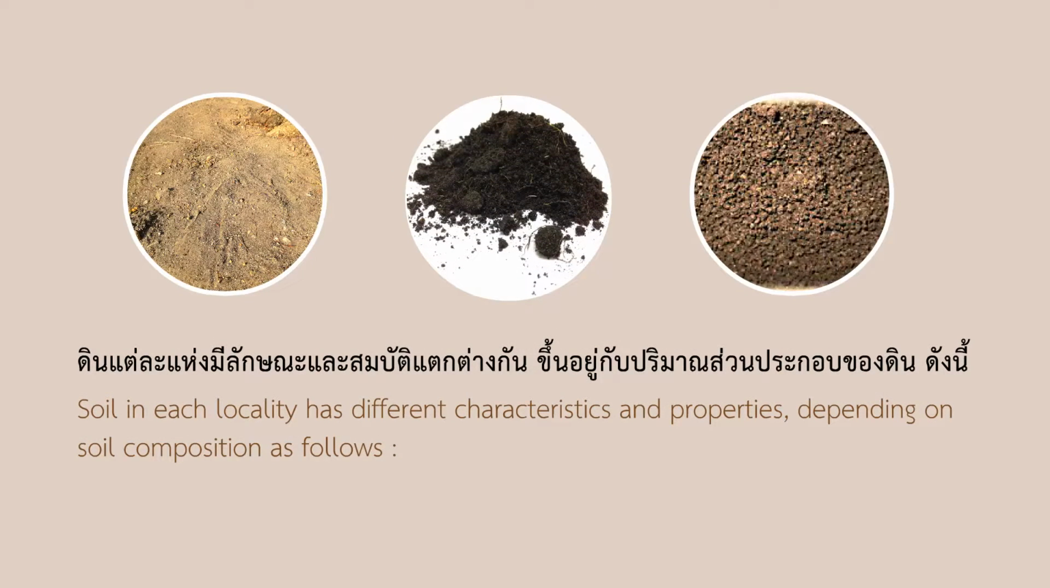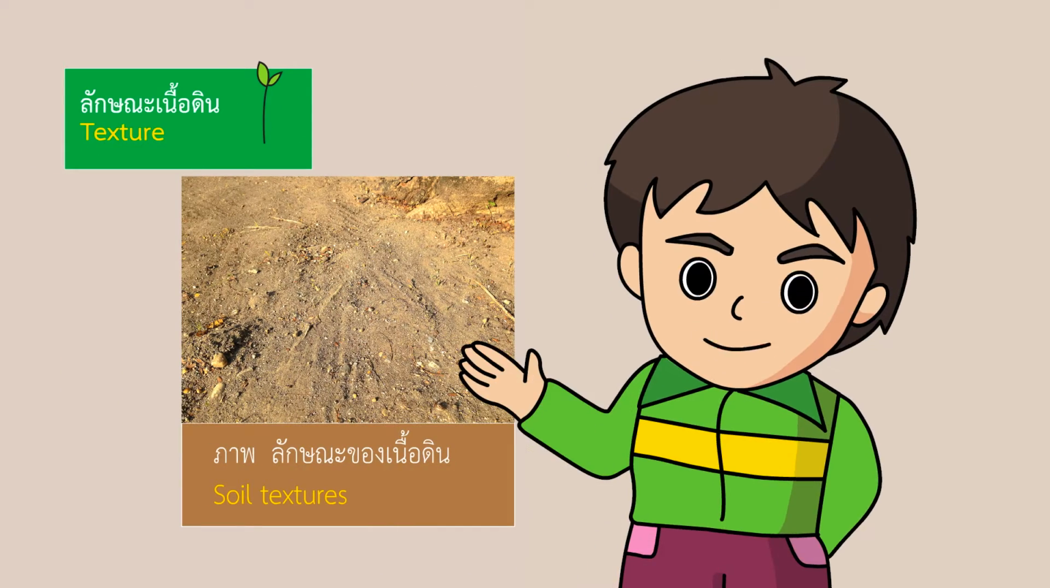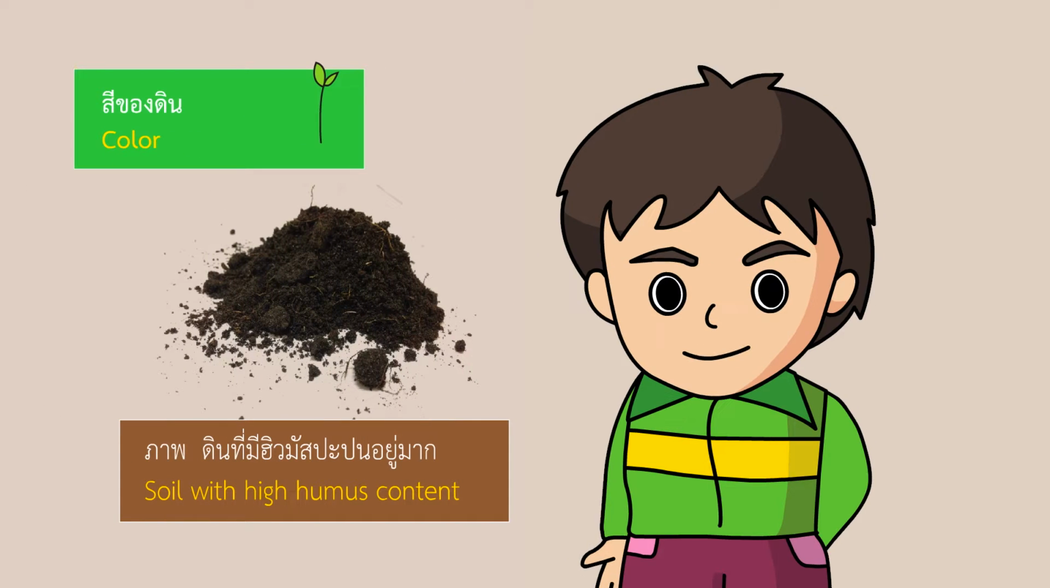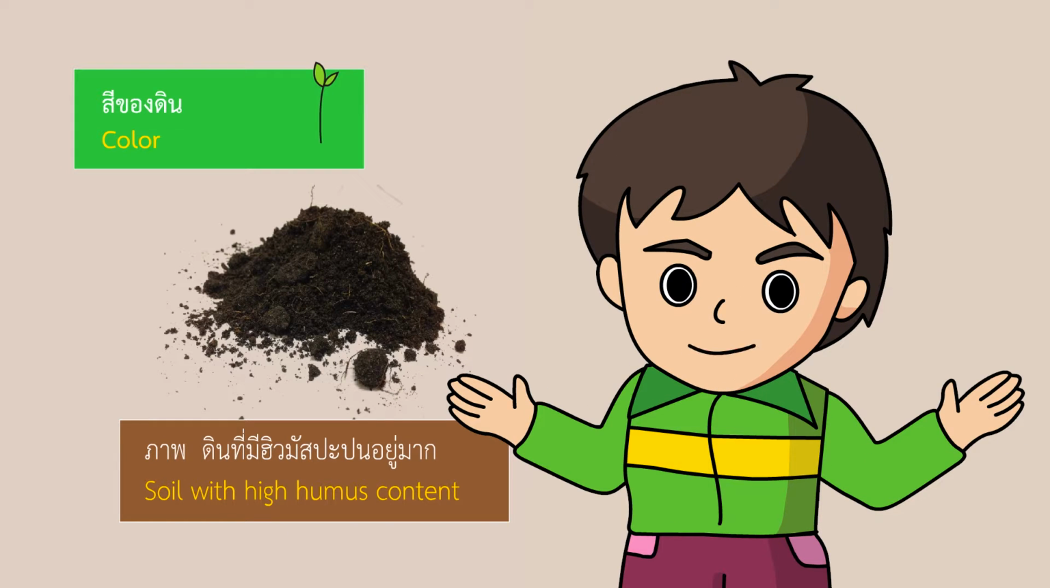Soil in each locality has different characteristics and properties depending on soil composition, as follows. Texture. This is a physical property that can be observed by eyes. Some types of soil have smooth texture and some are rough. Color. Components in soil make it different in colors. For instance, soil with high iron content will be red, while soil with high humus content is dark.